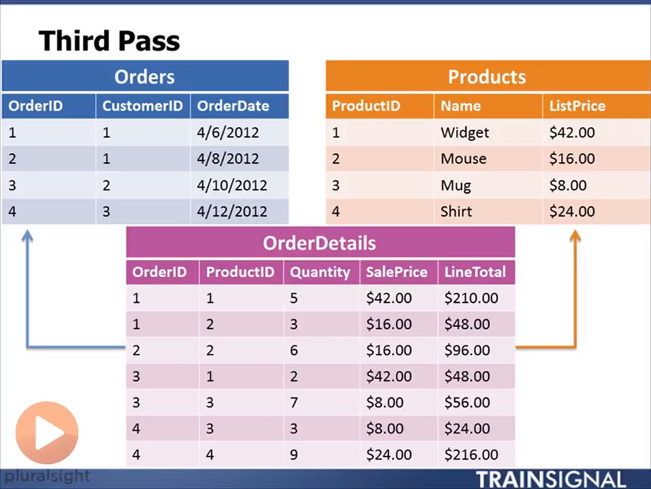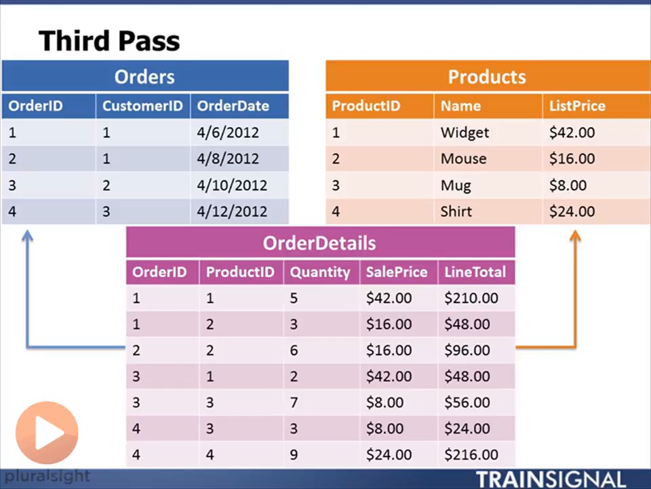So you'll notice on the first row there, we've got order ID 1. That's going to point to our first order. We've got product ID 1. That's going to point to our first product, which is a widget. You'll notice that we ordered 5 of those. You'll also notice that we're going to store the sale price inside of there.